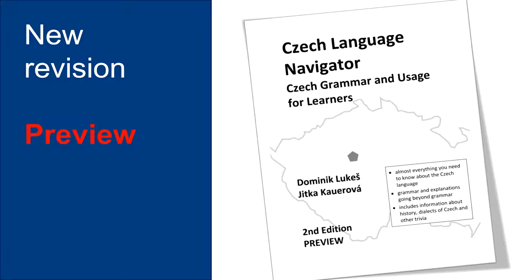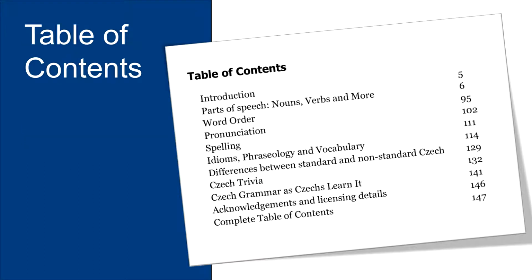The Czech Language Navigator is a guide to Czech grammar and usage that is aimed at learners, particularly those coming from English as their first language. And it contains a number of sections covering a whole range of topics in Czech grammar and usage.